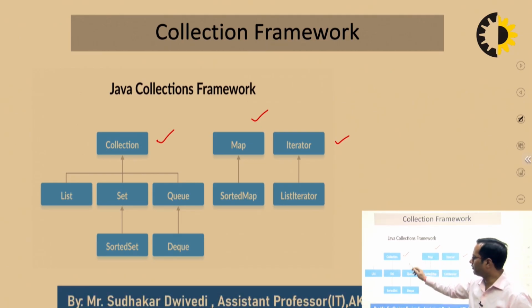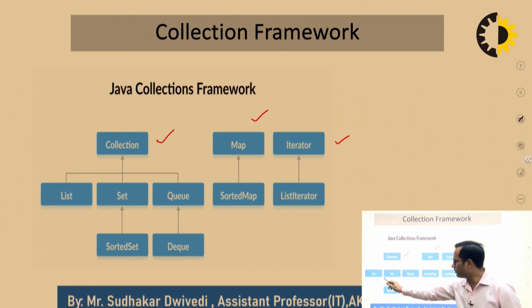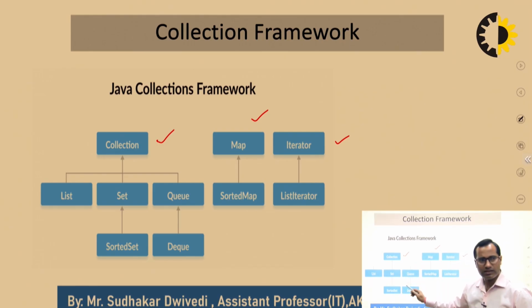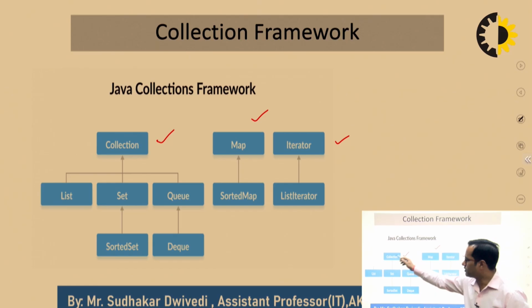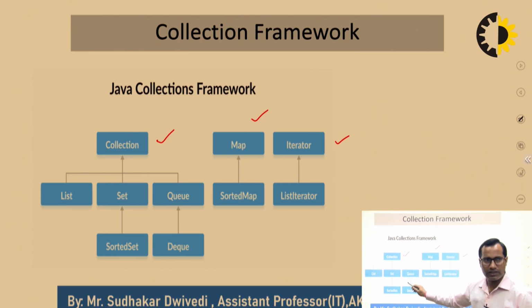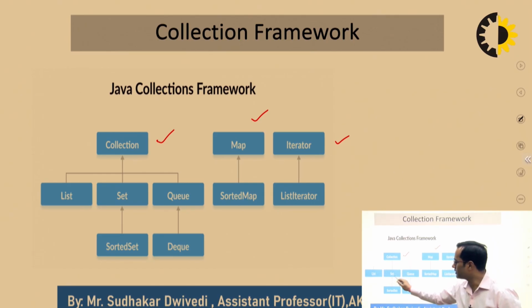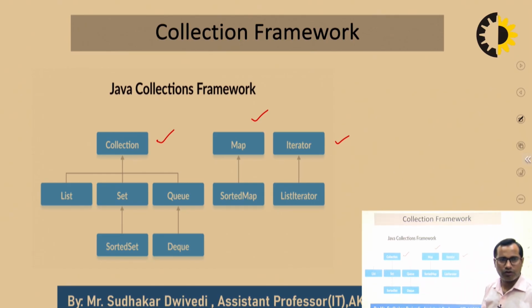The collection interface has only these types of interfaces and some implementation classes that we will discuss in the subsequent lectures. But if we see this collection, the root interface is the collection, and these are the various sub-interfaces which can be implemented by various sets of classes. This is the map interface and the iterator interface. This is the collection framework.